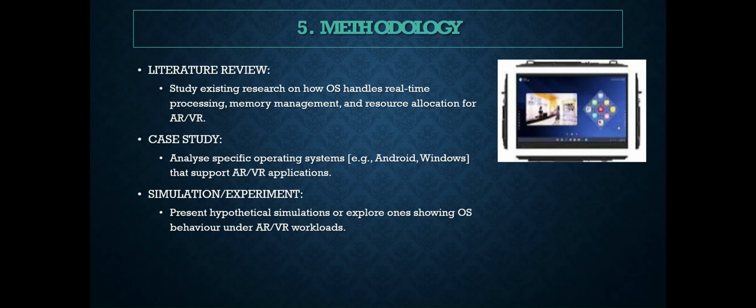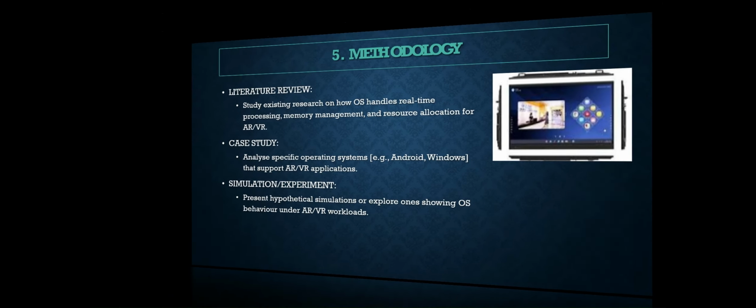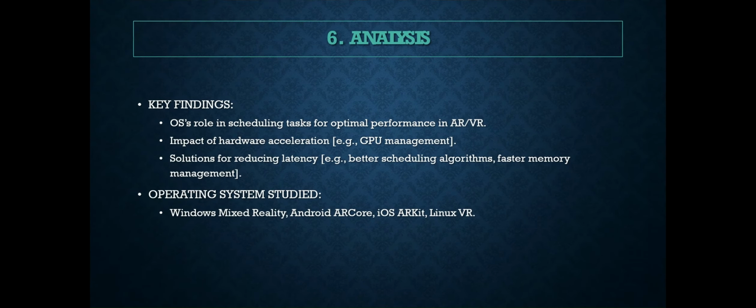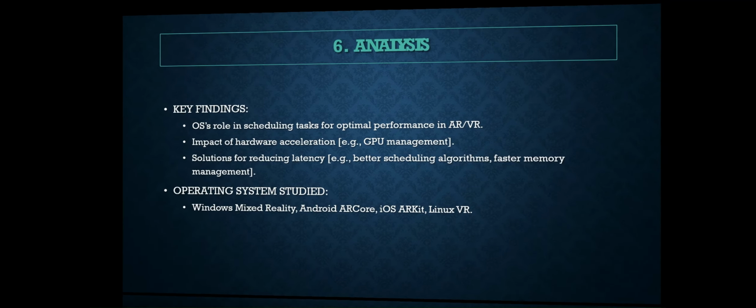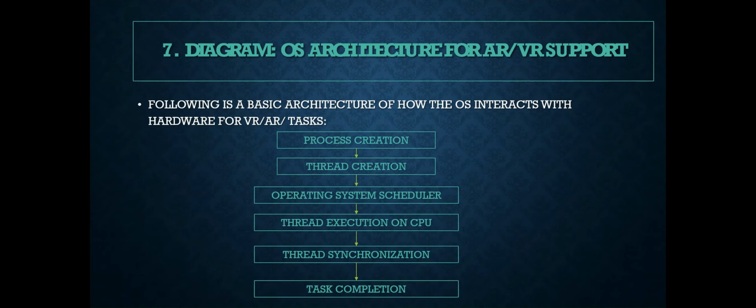Here's a diagram that shows how an operating system interacts with various hardware components to support AR and VR. As you can see, the OS manages the input from devices like motion sensors and cameras. It processes this input in real time and coordinates it with the CPU, GPU, and memory to generate the output, which is displayed on your screen or VR headset. This entire process has to happen without delay to maintain immersion and realism.